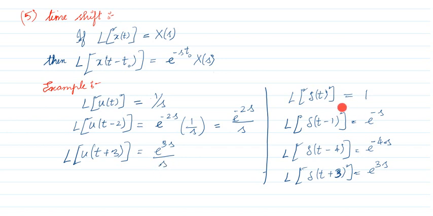Look at the other examples. We know the impulse signal Laplace transform is 1. Delta of t minus 1 means e power minus s into 1. T minus 4 means e power minus 4s into 1. Delta of t plus 3 is e power 3s into 1. So if you know the original signal, then just put t minus a means e power minus as into the Laplace transform of the original signal. That property is called time shifting property.